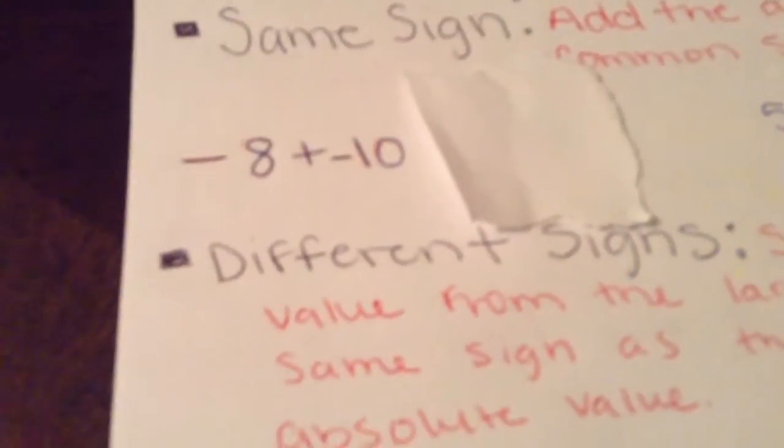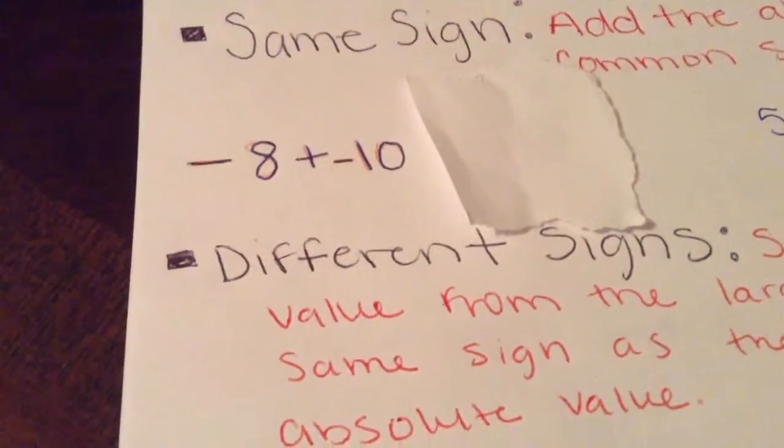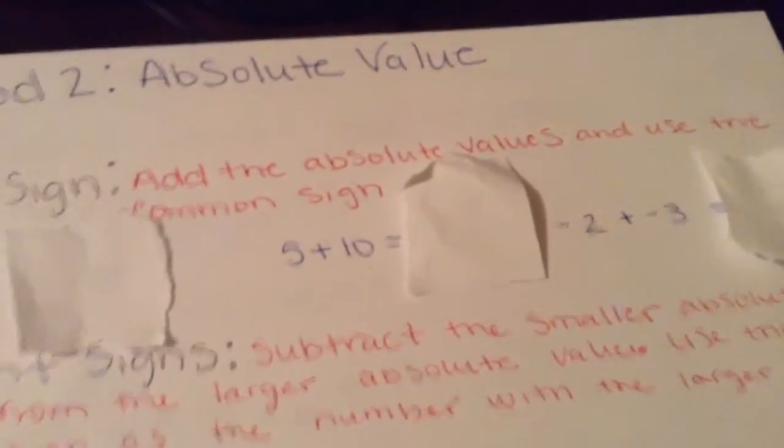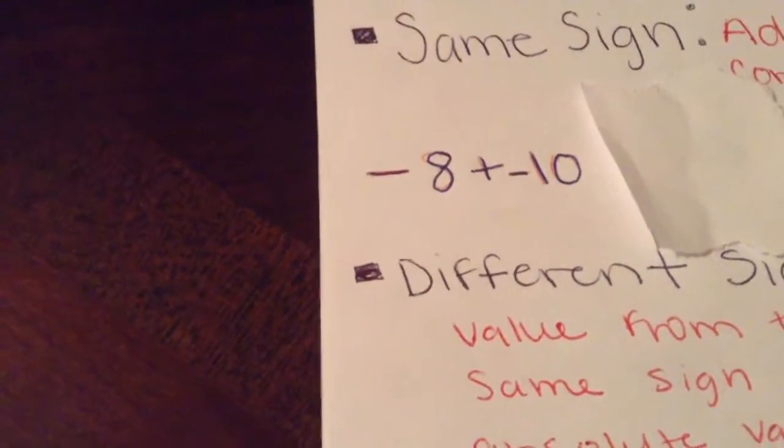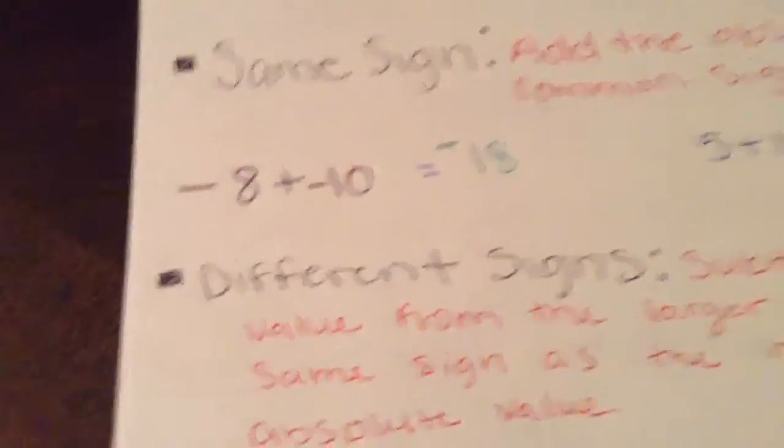We have a negative 8 plus a negative 10. They are the same signs, so we're going to use the common sign. The negative is the common sign. So negative 8 plus negative 10 is an 18 negative, so negative 18.